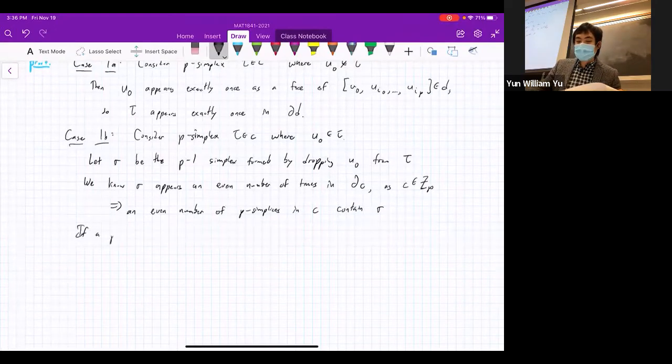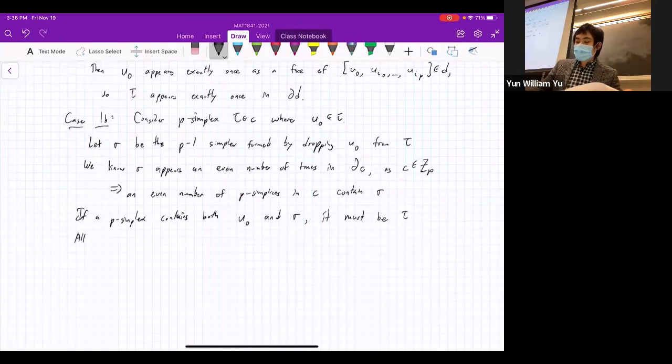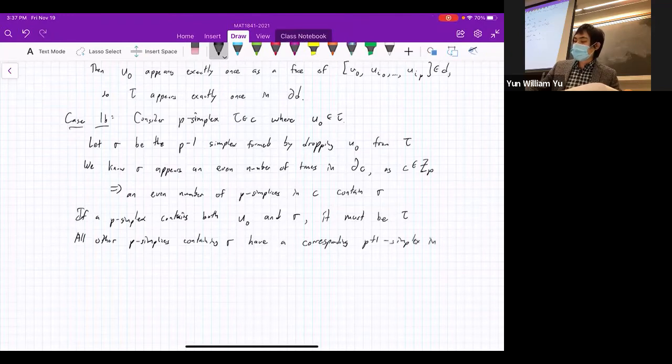So now, if a P simplex contains both U naught and sigma, what can you say about that P simplex? Well, not only is it in tau, it is exactly tau. Tau is precisely the P simplex that has U naught and sigma, right? Remember, we generated sigma by dropping U naught from tau. So all other P simplices containing sigma therefore have a corresponding P+1 simplex in D, right? Because all the other simplices don't have a U naught, and therefore they have some corresponding thing in D, because you add U naught to them.